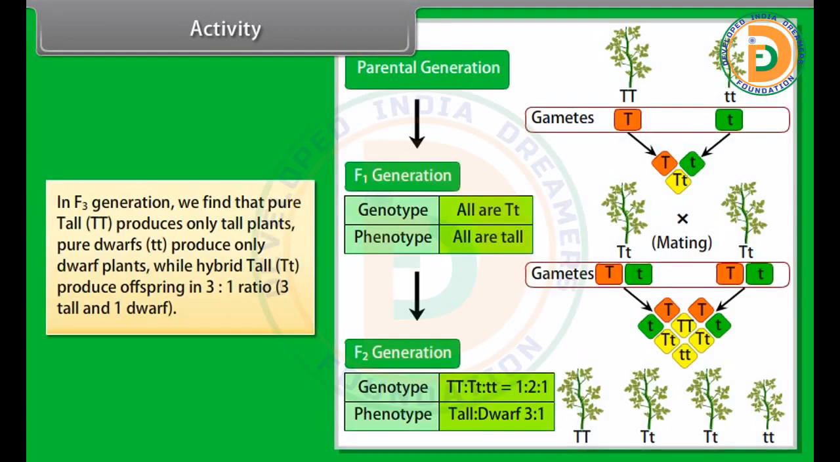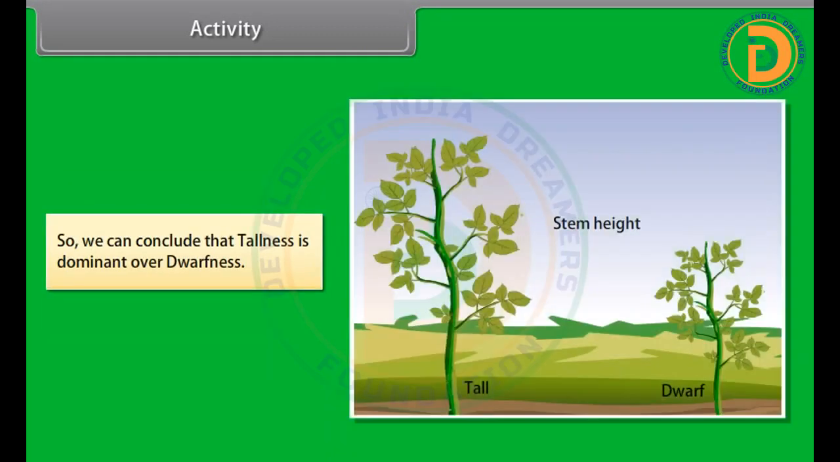In F3 generation, we find that pure tall, TT, produces only tall plants, pure dwarfs, tt, produce only dwarf plants, while hybrid tall, Tt, produce offspring in a 3:1 ratio, 3 tall and 1 dwarf. So we can conclude that tallness is dominant over dwarfness.